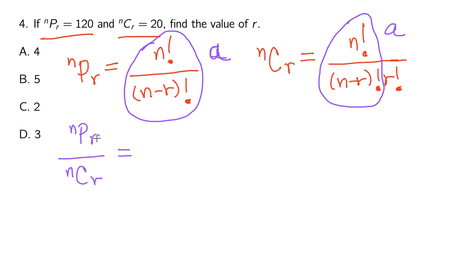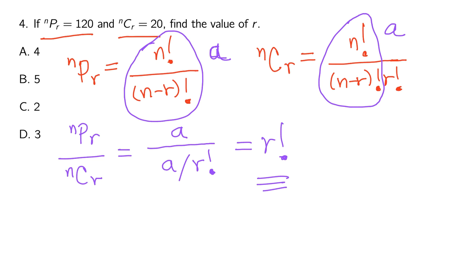So now for NPR, I'm just going to write A. And then for NCR, we have this factor of A, but this factor of A is now being divided by r factorial. So we have A over r factorial. Now if you have A over r factorial, this is going to simplify to r factorial, which is what we should have seen in the first place, that if you divide NPR by NCR, what you get is r factorial.